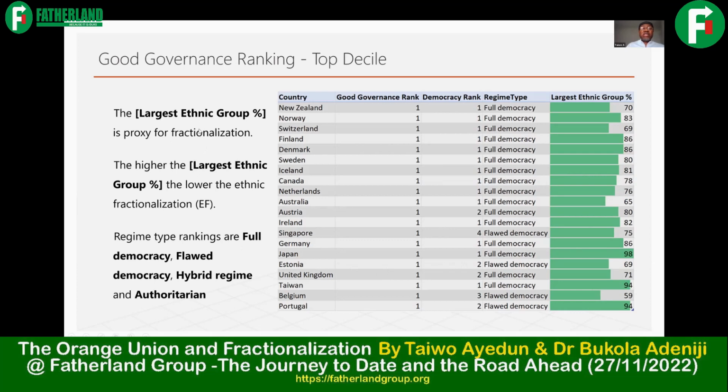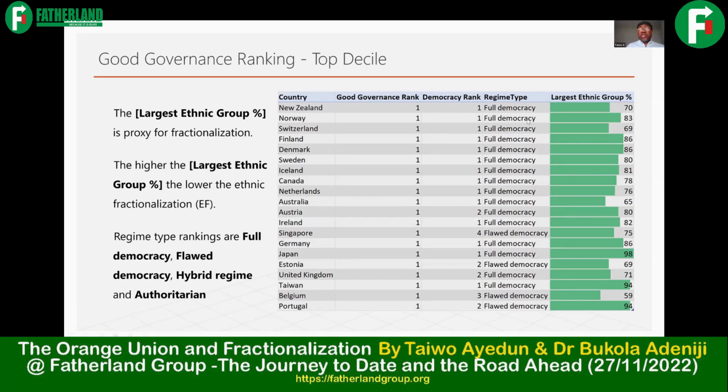And what we did here to bring home the point, because if all we did was put the fractionalization indices here, the point may not be driven home. So what we've done also is we looked at, in every country, the largest ethnic group and the percentage that they occupy. And this is an approximation. The percentage of the largest ethnic group is an approximation for the fractionalization of that country. That means that the higher the percentage of the largest ethnic group, the lower the ethnic fractionalization. And so we also listed the regime type based on the democracy rank.